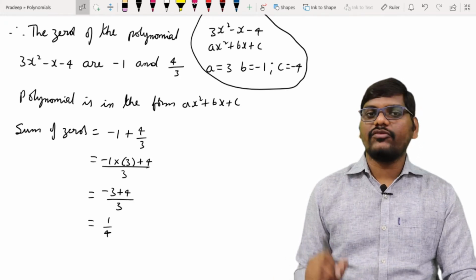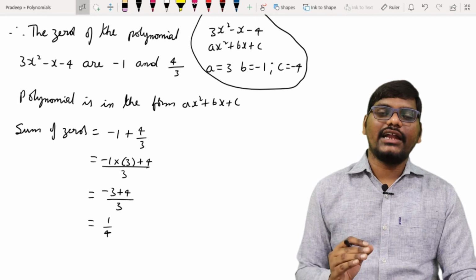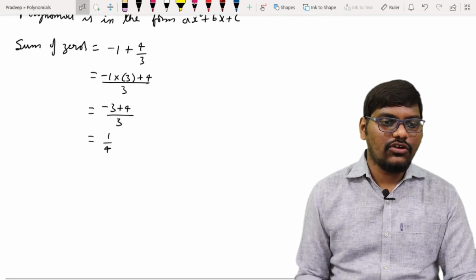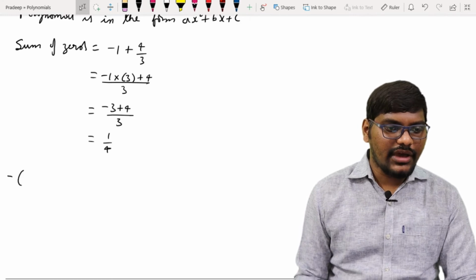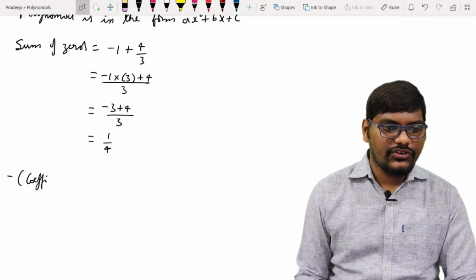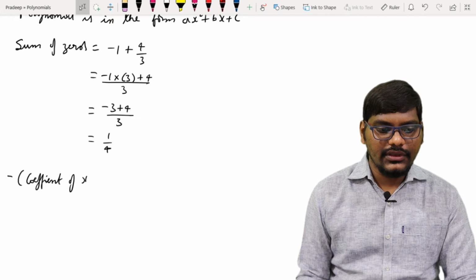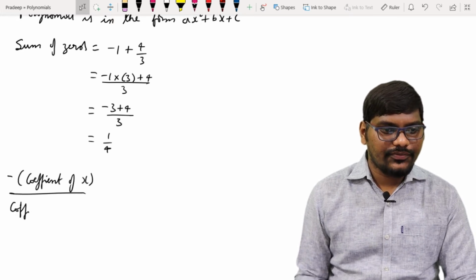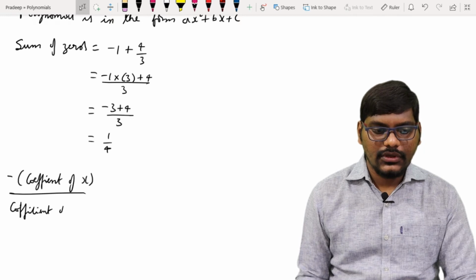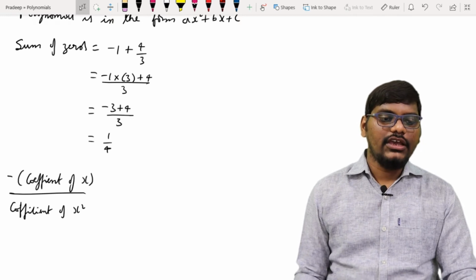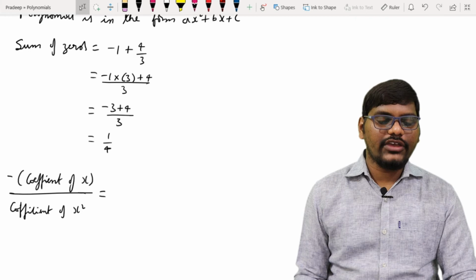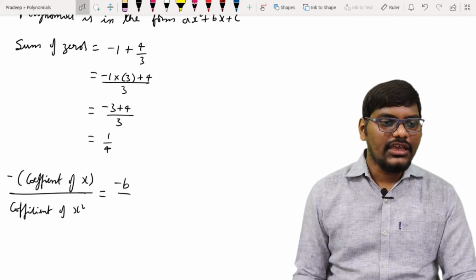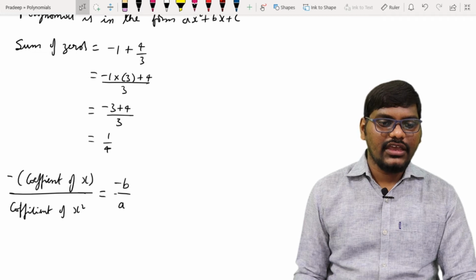So these are the sum of the zeros when we directly add the two zeros which we got. Okay, so we'll go with the coefficients also. So I can write minus of coefficient of x by coefficient of x square. Okay, so now quotient of x in the sense, what is the value? That is quotient of x is minus b, quotient of x square in the sense a.